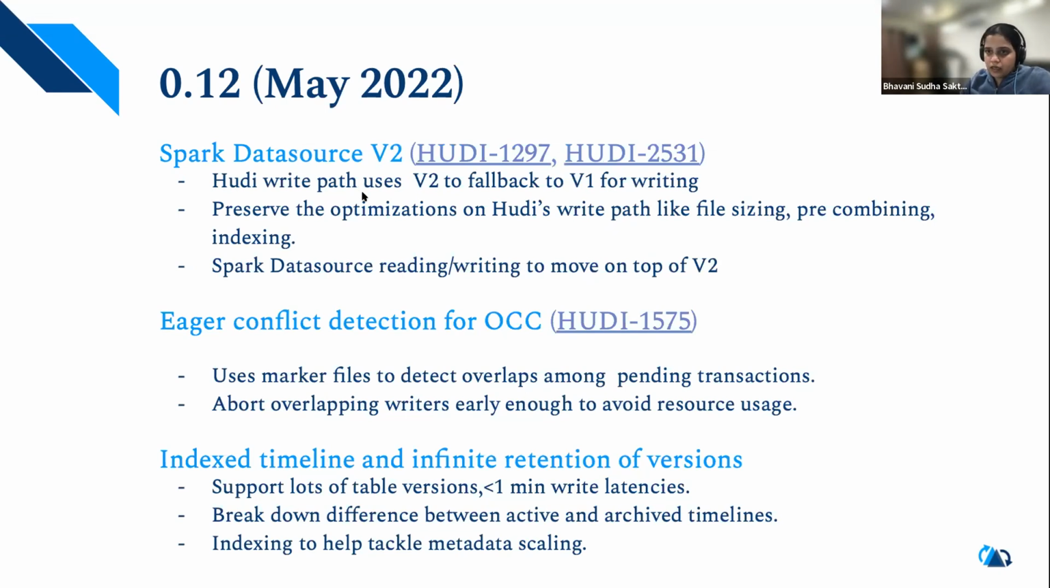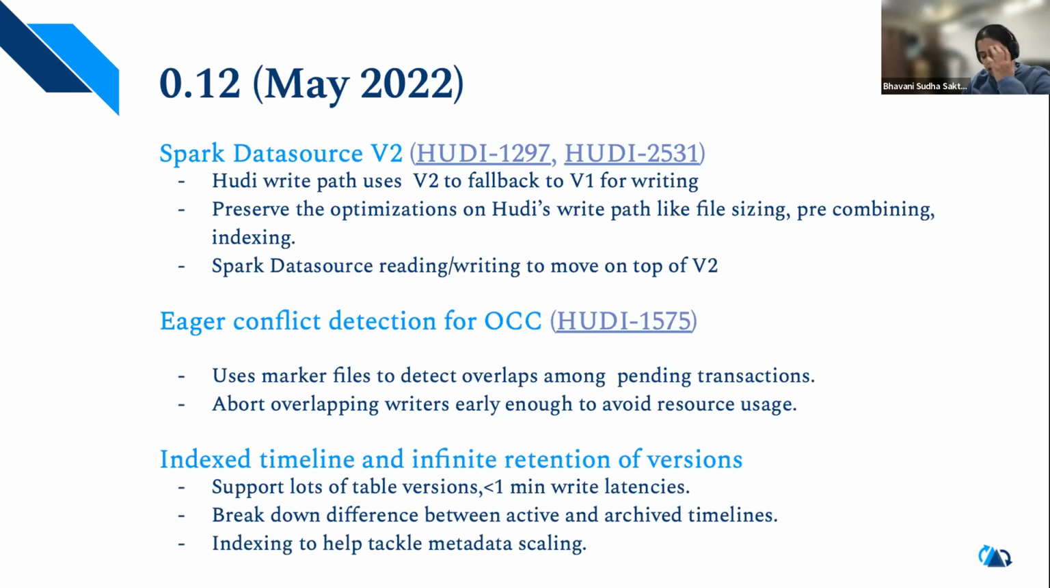We are planning to leverage Spark data source V2 APIs. It comes with cool features for push-down filters and other capabilities. The Hudi read path will move on to V2, while the write path will use V2 while falling back to V1 in order to preserve optimizations on the Hudi write path like file sizing, pre-combining, indexing, etc.